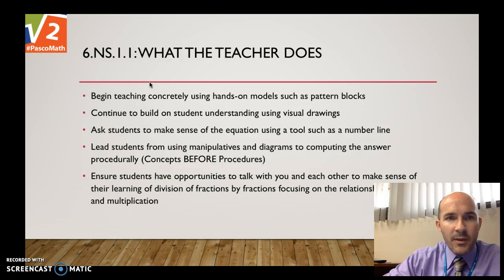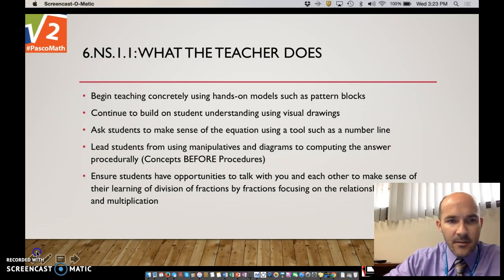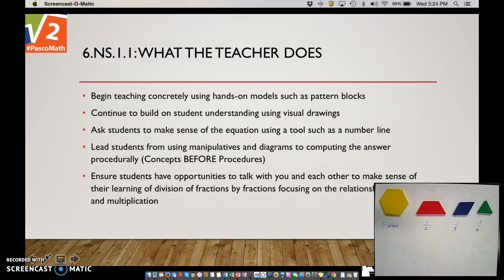So now we're going to focus a little bit on what the teacher does to instruct this standard. As mentioned before, we really want to start concretely using hands-on models such as pattern blocks. As you can see in the bottom right here, we have some of the typical pattern blocks. We have the yellow hexagon that we normally represent as the whole.